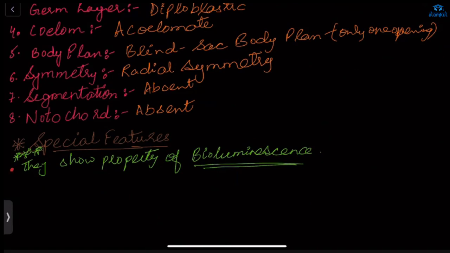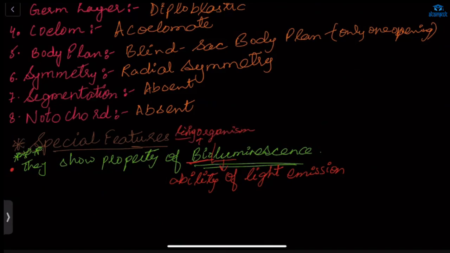Bioluminescence means the property of light emission, or the ability of light emission. Luminescence means the ability of light emission, but bioluminescence includes living organisms. So those living organisms, whether plants or animals, who have the ability to emit light from their body will be called bioluminescent organisms.